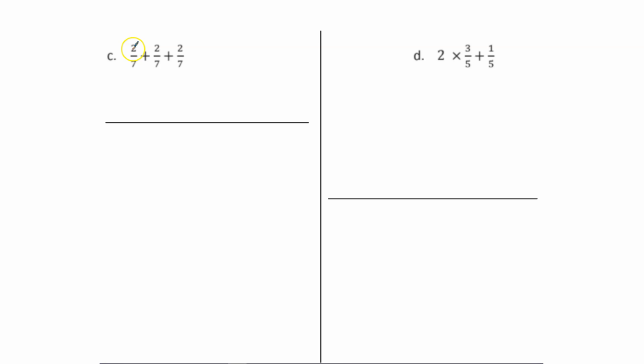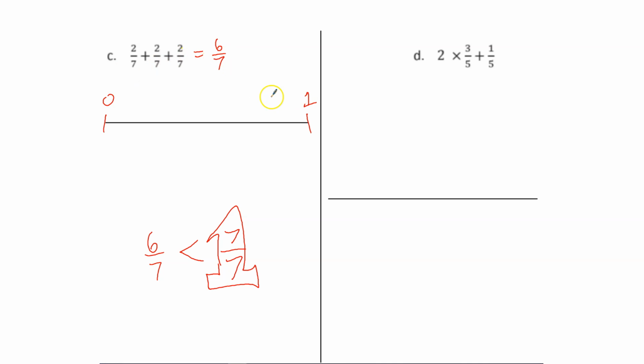We have 2 sevenths plus 2 more sevenths plus 2 more sevenths. So we have 6 sevenths. We know that 6 sevenths is less than 7 sevenths, and 7 sevenths is equal to 1 whole. So therefore 6 sevenths can fit inside of 0 to 1. My sum is less than 1. So therefore I can say, well, I need 7 parts. 6 lines will give me 7 parts. 1, 2, 3, 4, 5, 6.